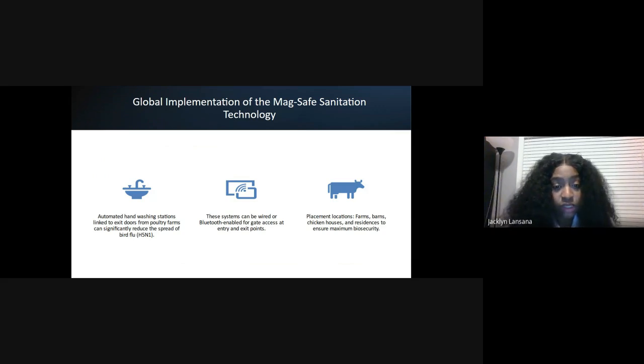The global implementation of the MagSafe sanitation technology, automated hand washing stations that are linked to exit doors from poultry farms, can significantly reduce the spread of bird flu. These hand washing stations can be wired or Bluetooth enabled for gate access at entry and exit points. And the placements will be next to farms, barns, chicken houses, and residencies just to ensure maximum biosecurity. Next slide, please.